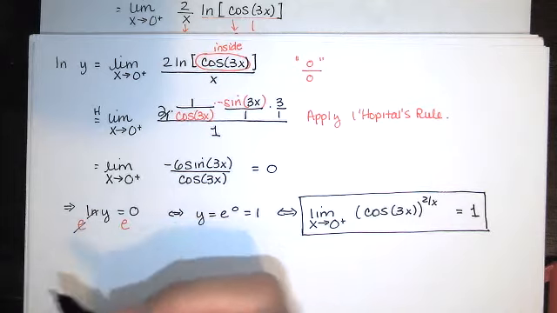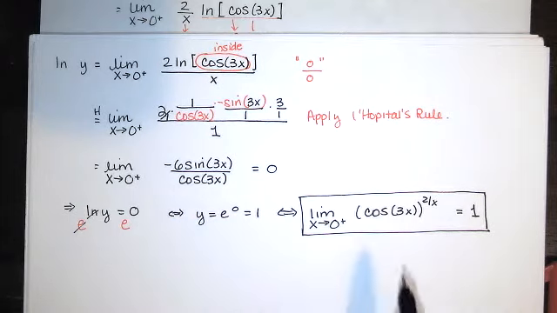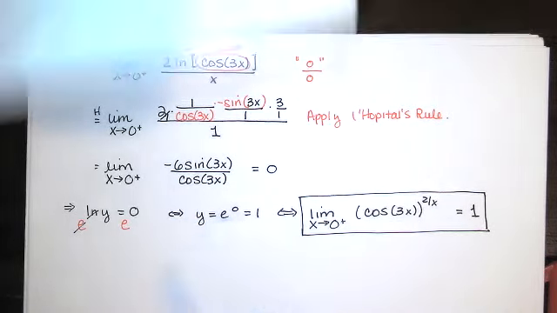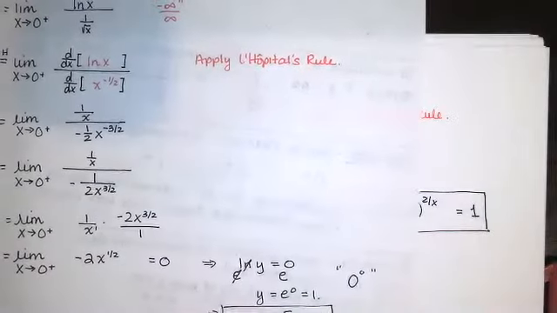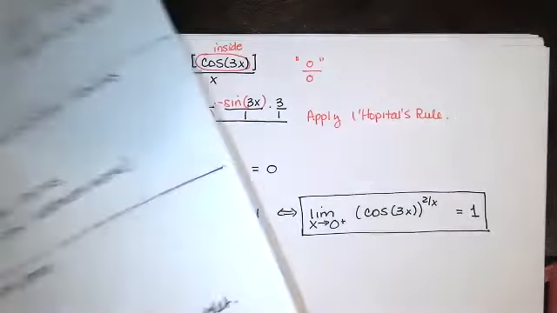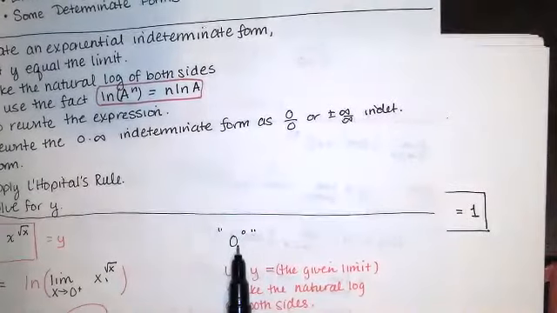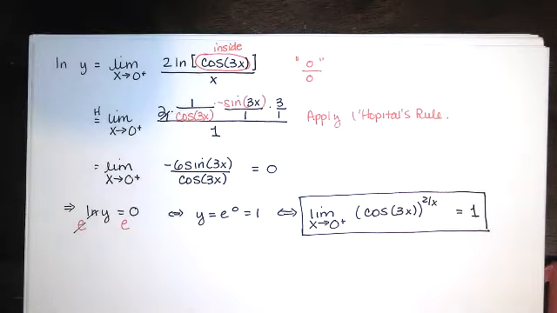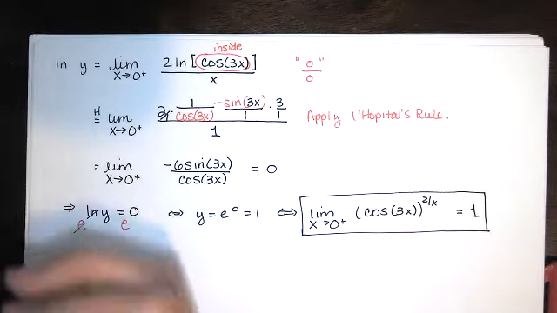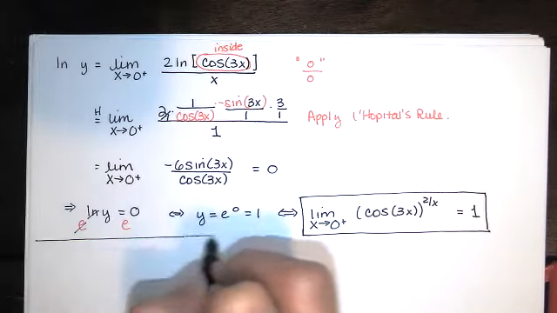Let's do one last example. We've seen the 1 to the infinity indeterminate form. And the first example we looked at was a 0 to the 0 indeterminate form. Let's look at the last one.